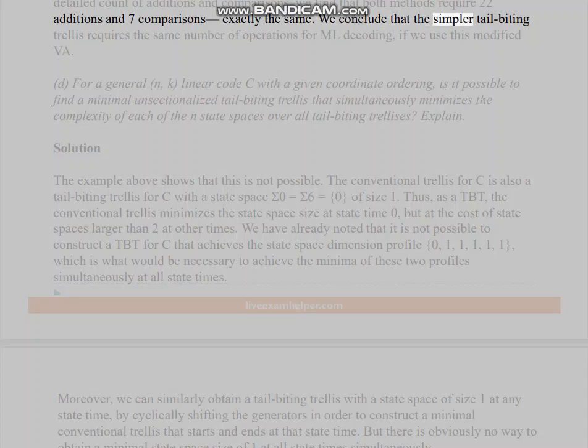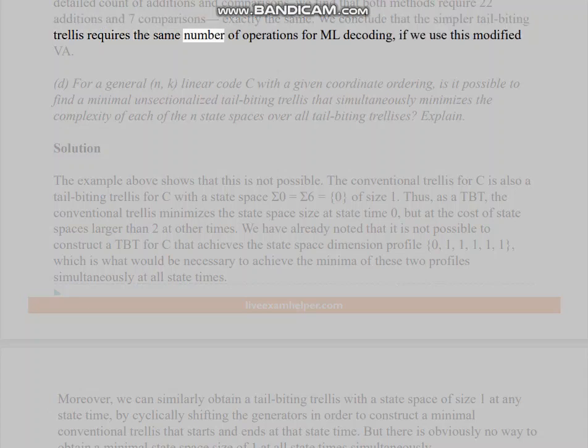We conclude that the simpler tail-biting trellis requires the same number of operations for ML decoding, if we use this modified VA.